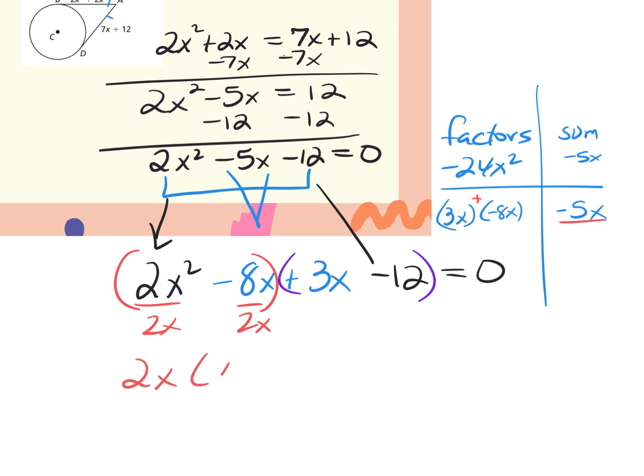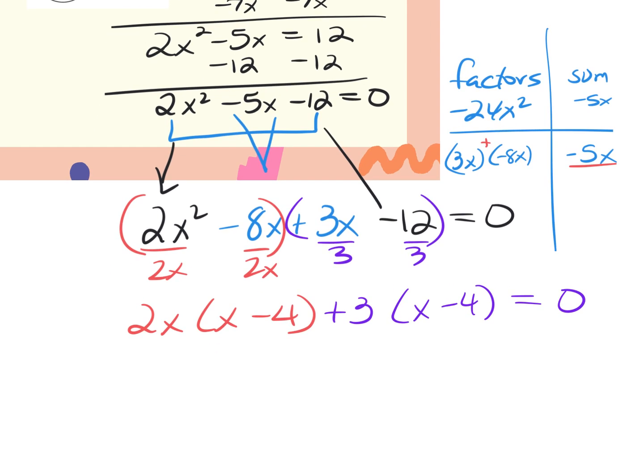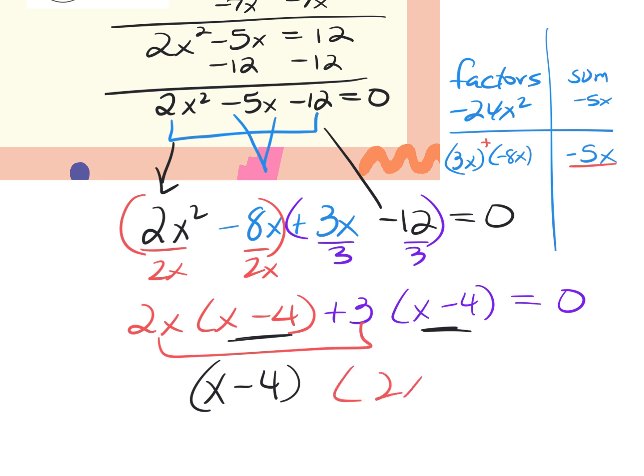I'm going to divide. GCF of purple will be 3. Divide. And again, remember, what ends up in the parenthesis after you divide must be the same. So that'll be my first binomial. And then take the two GCFs, and that creates the second binomial. Now, the answer was to find the value of x.